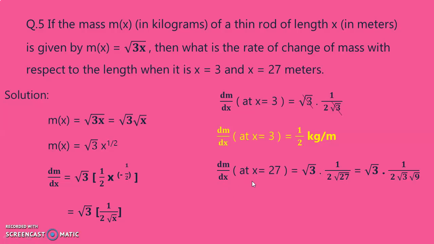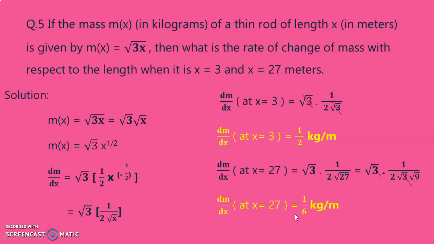So, dm by dx at x is equal to 27 will be square root of 3 into 1 by 2, and in place of x, we are substituting 27. Therefore, we can write this root 27 as root 3 into root 9, because 3 nines are 27. Now also the root 3 and root 3 will get cancelled. So your answer will be 1 by 2 root 9. So root 9 is 3. Therefore 2 into 3 will be 6.